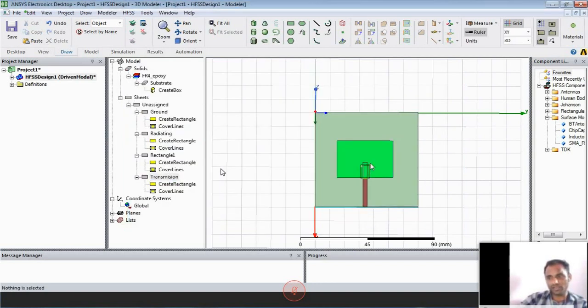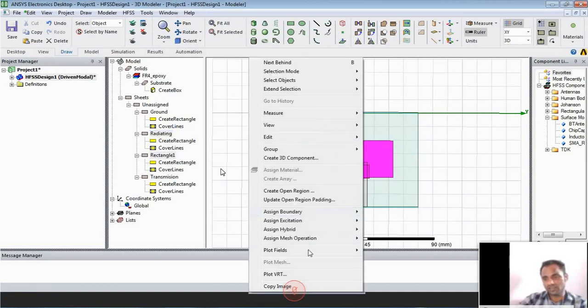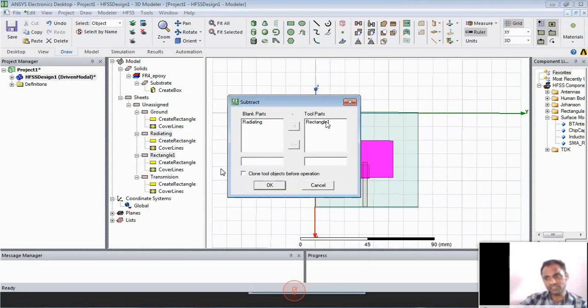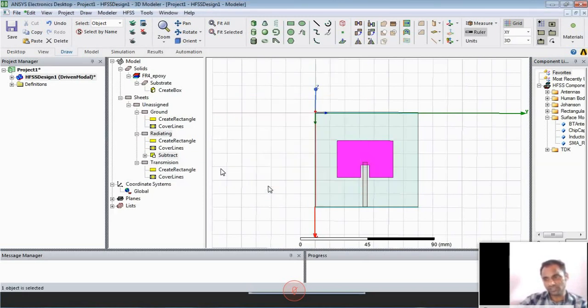So now I introduce this capacitance here. I select the radiating layer, create a new rectangle, right click on it and go for Edit, and there you have a Boolean function. In that Boolean function I need to subtract the capacitor from the radiating layer. So here I insert my feed line into the radiating layer. In that radiating layer I got two capacitance values, each having a 1.8 picofarad value.